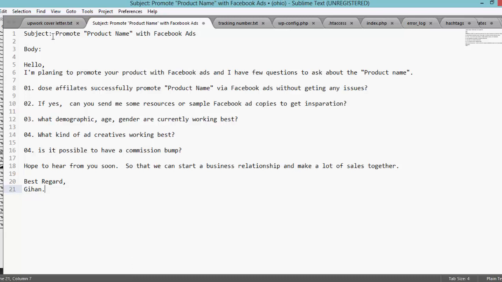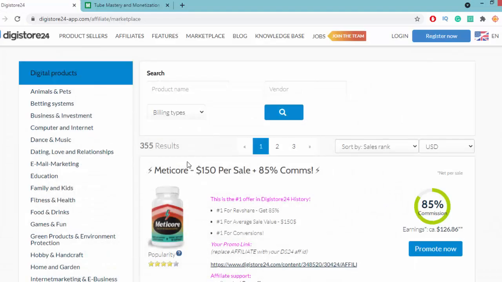First, here is the subject: promote product name with Facebook ads. You can replace this Facebook part with your promotional medium. As an example, if you try to promote this product with Google Ads, you can replace it with Google Ads. But in this example, let's take Facebook. So the subject line will be promote product name. Let's take an example product. I will take Metrico as the example product.